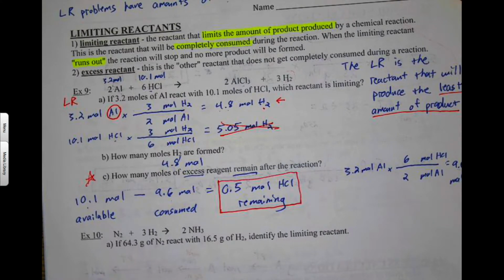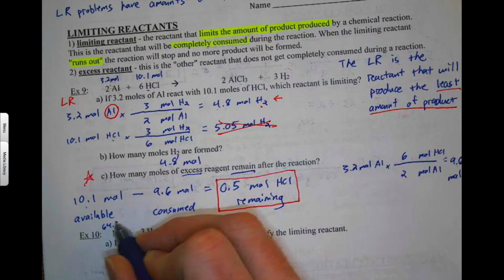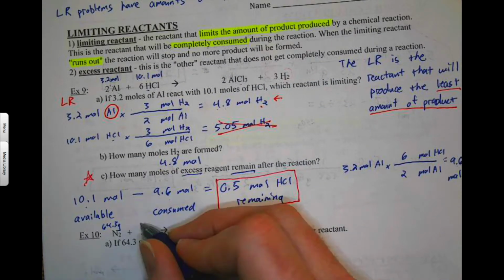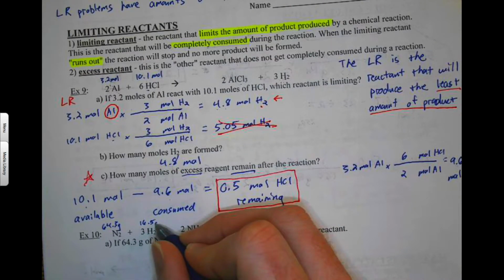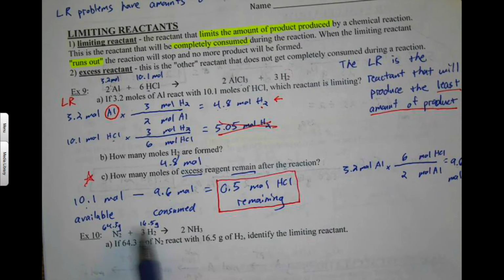Let's get a little more difficult. We weren't given moles, we were given grams. So if we had 64.3 grams of nitrogen and it reacts with 16.5 grams of hydrogen, identify the limiting reactant. So we have amounts of 2 different things. We're going to run out of one first.